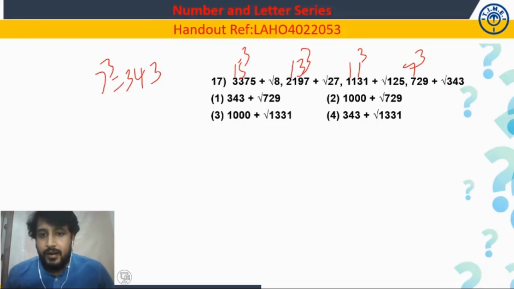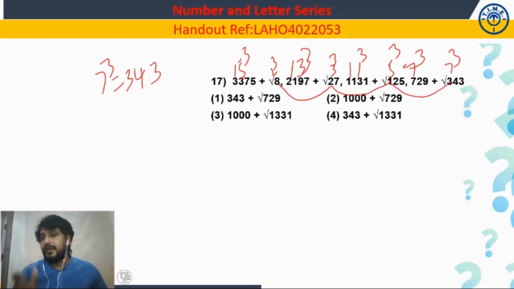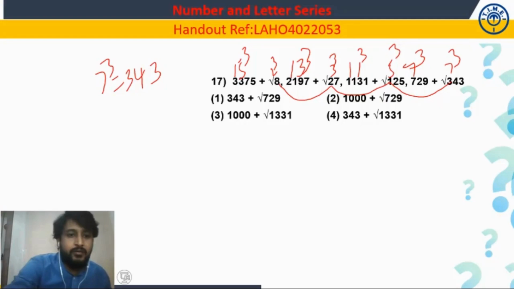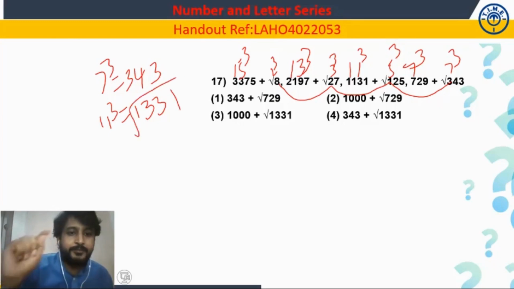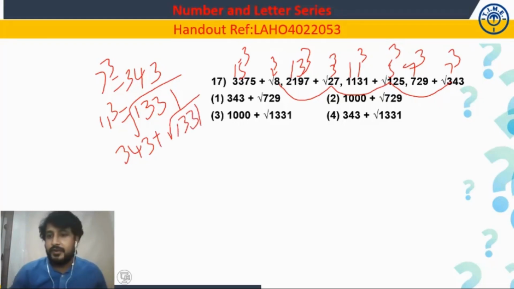Now, under root of 8, 27, 125, 343. Forget about the root. 8 can be written as 2 cube, 27 is 3 cube, 125 is 5 cube, 343 is 7 cube. Now observe the pattern: 2, 3, 5, 7. What is this pattern? Consecutive prime numbers. So next to 7 will be 11. Now 11 cube is 1331 under root. So what must your answer be? 343 plus root of 1331. Which option is matching with this?